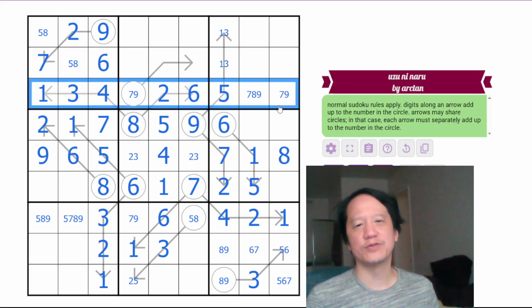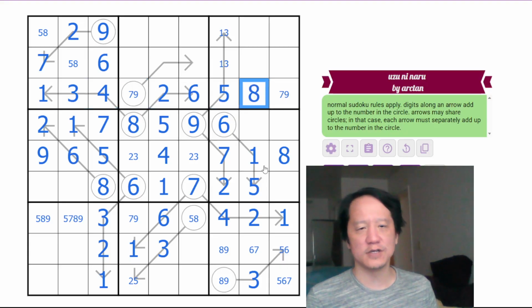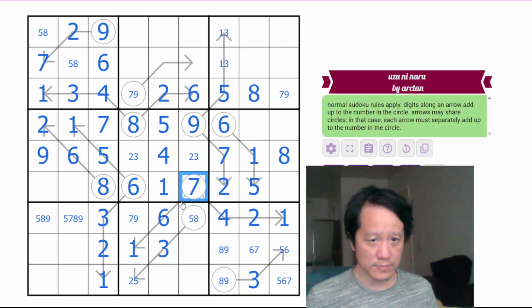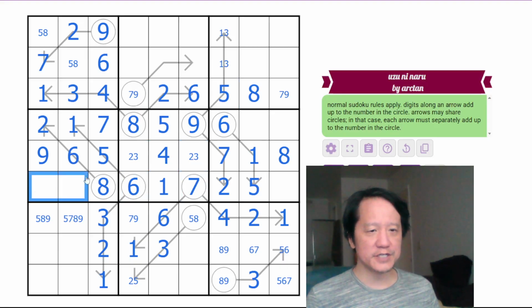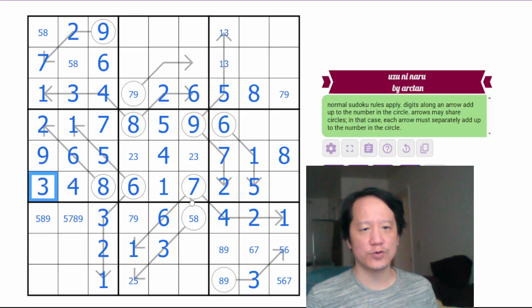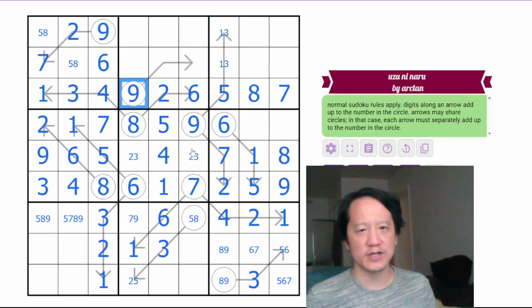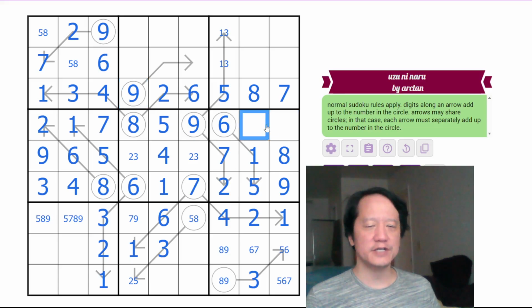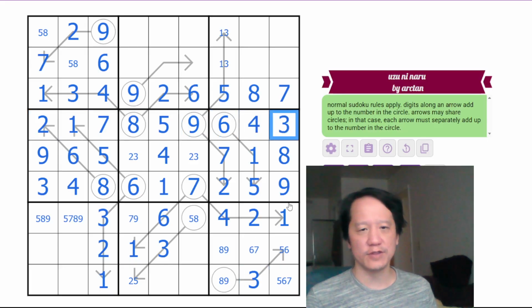Where is 8 in row 3? It can only be here now. So this is 8. Remaining digits in this left central box are 3 and 4. This can't be 3 because of 3 in the column, so this is 4 and 3, which leaves the remaining digit in row 6 as a 9. 9 eliminates 9 here, so it's 7 and 9. Remaining digits in row 4 are 3 and 4, and this can't be 3 because of 3 in the column, so that's 4 and 3 there.